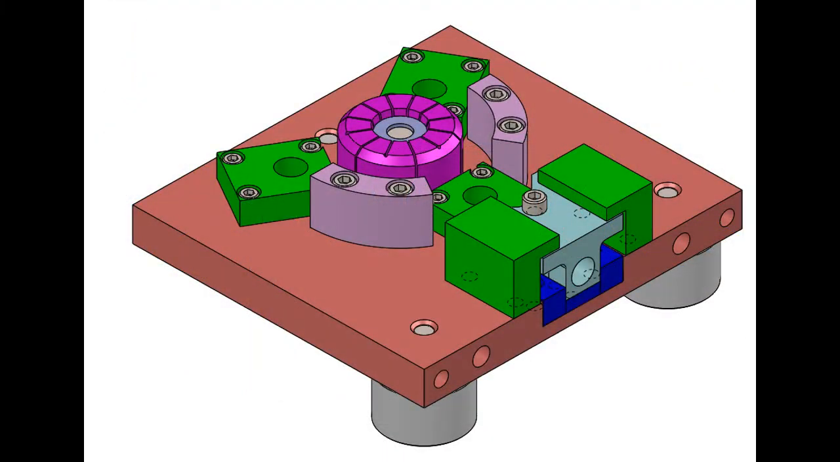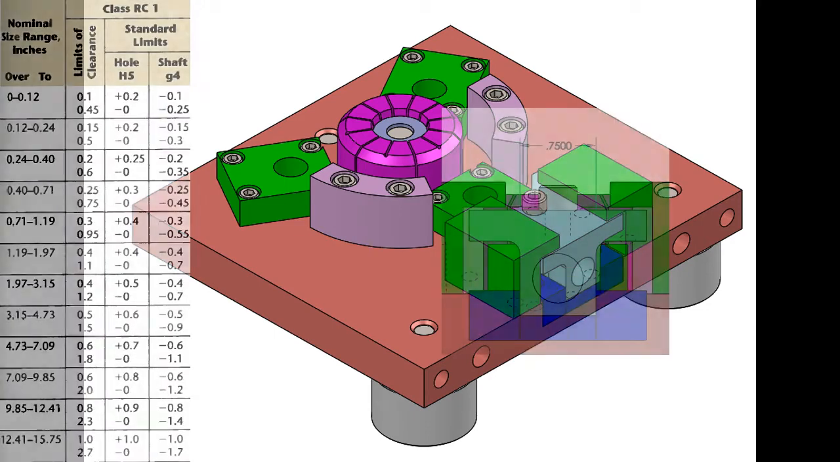RC1 fits are used when accurate location of parts without any noticeable play is required. In the drilled jig base shown here, the light blue V block is designed to freely slide in the darker blue channel. In a case such as this, the channel or keyway is considered to be the hole, and the V-block or key is equivalent to the shaft.